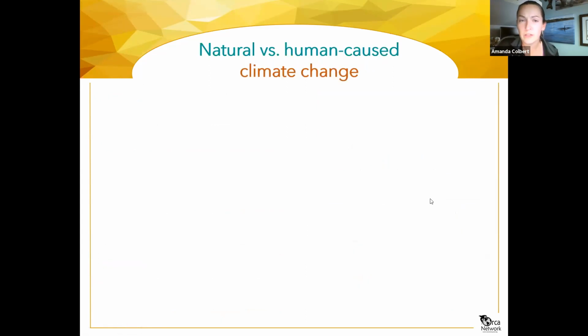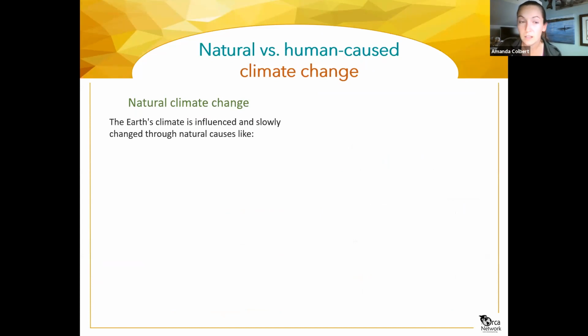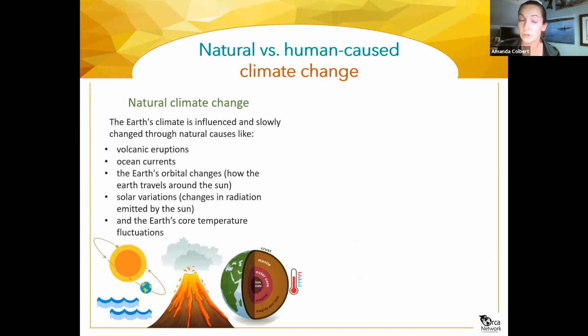One other important thing that I want to talk about before we get into how climate change impacts our whales is that there are two different types of climate change. We have natural climate change, and what I mean by that is the Earth's climate is influenced and slowly changed through natural causes like volcanic eruptions, the ocean current, the way that the Earth orbits the sun, and solar variations, which can include the radiation that's given off by the sun and how that radiation reaches planet Earth. And then the Earth's core temperature. I've got a photo down here with the layers sliced out. The temperature changes in the Earth's core can have an effect on how our climate naturally changes.